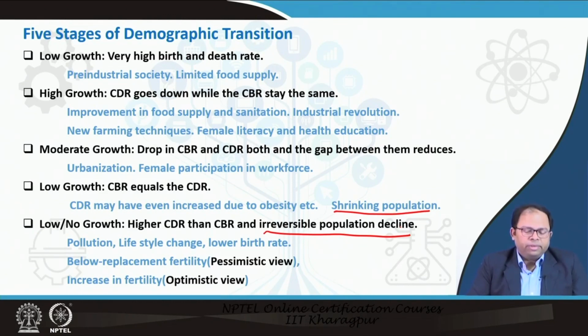If this is not reversing, then we can attribute it to lifestyle changes and lower birth rates, but both can happen. That means a society can also replenish this loss by taking certain measures. The pessimistic view is below replacement fertility levels. That means we have attained a fertility level which cannot replace the population, so the population is on a permanent decline. Or there could be an optimistic view, where a society faces this kind of situation, takes some measures and fertility increases, and then again we can return to a situation of higher growth.